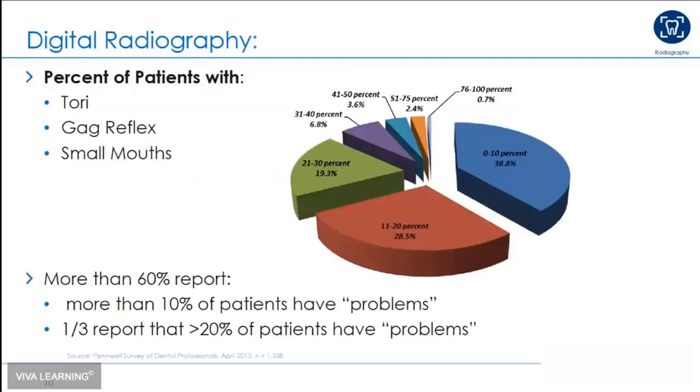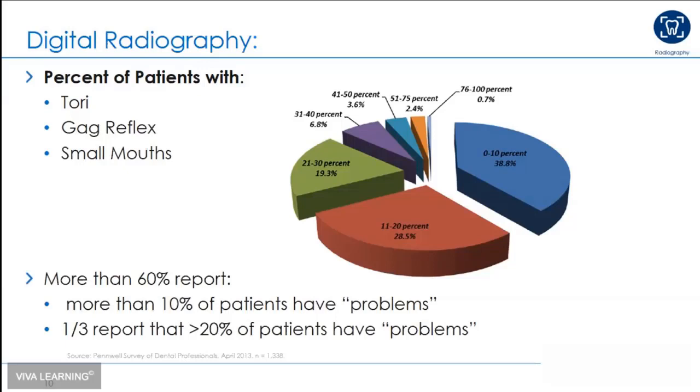So let's talk about, you probably never stop to think, but think about how many patients have a gag reflex, small mouths, or tori. In the age range of 41 to 50, you get a large percentage that are having tori in there. So more than 60% report that at least 10% of their patients have problems, and a third of those report that greater than 20% of patients do have some sort of problems.